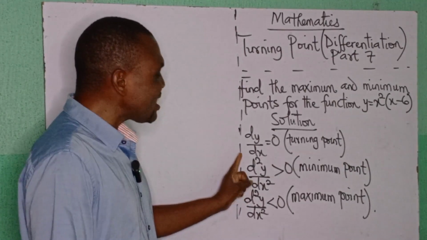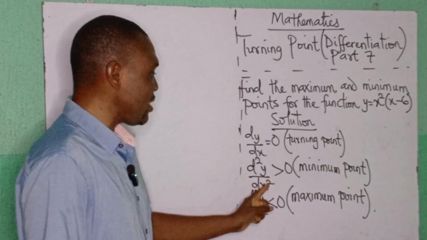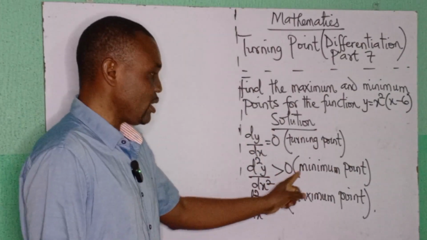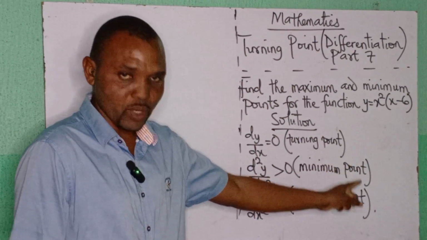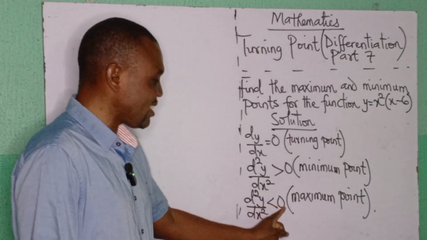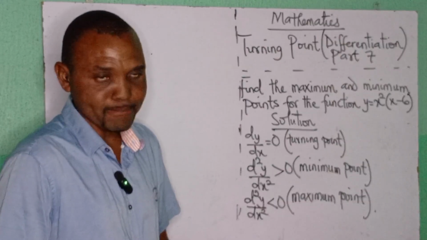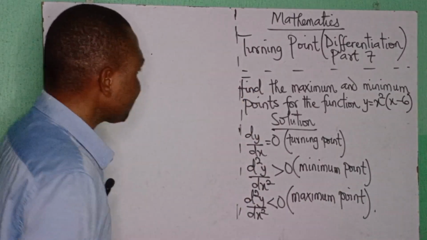Now, if the second derivative is greater than 0, then you're talking about your minimum point. But if the second derivative is less than 0, we are talking about the maximum point. Okay? Now, let us go on.